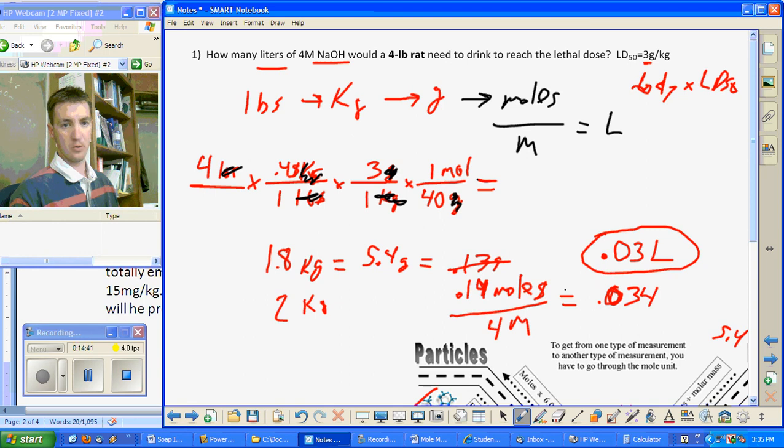Okay. So again, pounds automatically turn to kilograms. Kilograms times the lethal dose will get you grams, and then do what you can do with grams, which is turn it into moles and then answer the question.